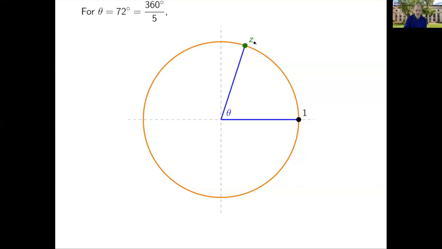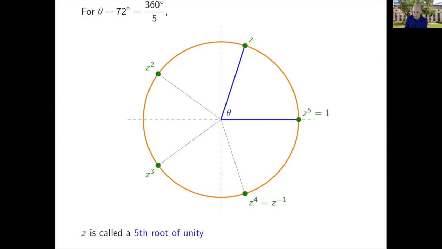And if you take that number, because of the way complex numbers multiply, if you multiply by z, that rotates by this angle. So if you take z squared, it's going to be over here, and then z cubed will be here, and z to the 4th will be here, and so on. And when you get to z to the 5th, it comes back to 1. So z to the 5th is equal to 1.